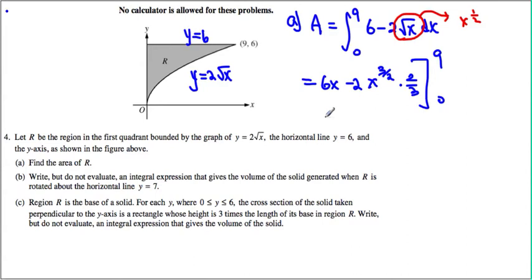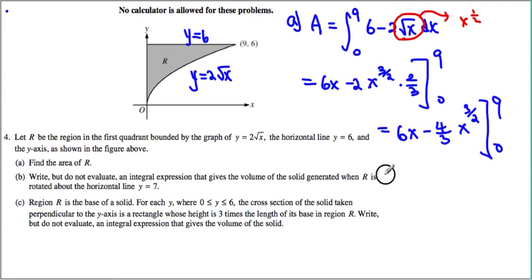Alright, so if you write this one in a bit better look, then we're going to end up having 6x minus 4/3 x to the 3/2 power, 0 through 9. Once you plug in 9, we end up getting 54 on the first portion. Now, second portion becomes, because over 2 is square root of 9 becomes 3, to the third power becomes 27, but you got to divide that by 3, becomes 9, but you got to multiply that by 4, which is 36. Then we end up getting 18.